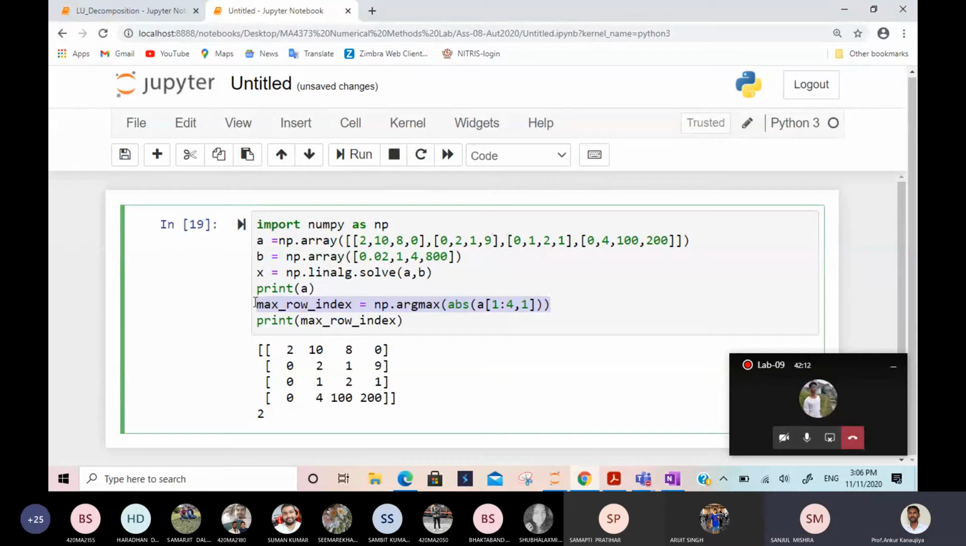Sir, here argmax should have given 3, but it is giving 2. What? The argmax here is giving 2. It will start from here: 2, 1, 4. So this is 0, this is 1, this is 2. So it is giving 2. It will start from here. Like from where you are starting, it is counting from there. It is not taking this, but the actual number is this plus 1, right?